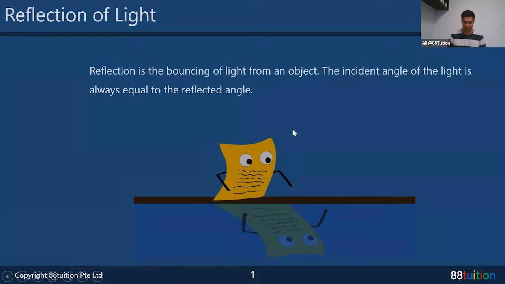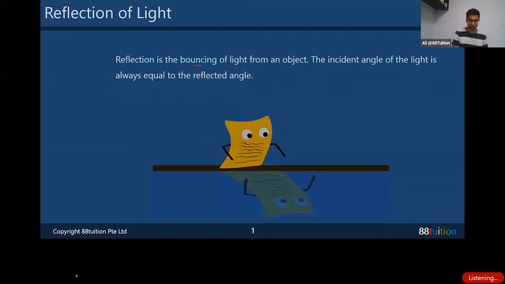Let's go. Reflection. This guy is seeing his reflection in water or on any shiny surface. So reflection is the first concept we will learn in the chapter of light.